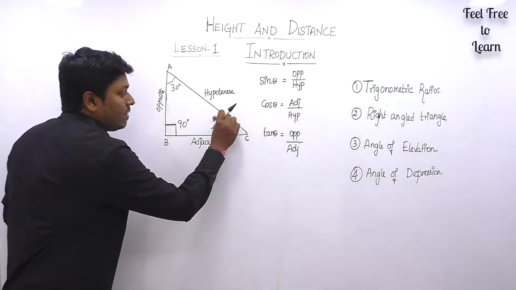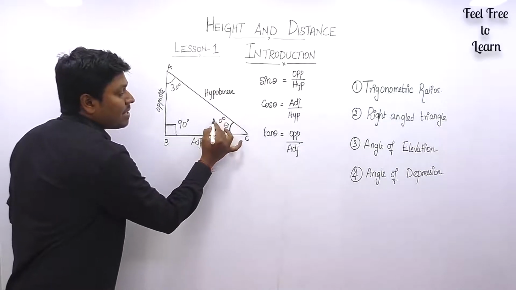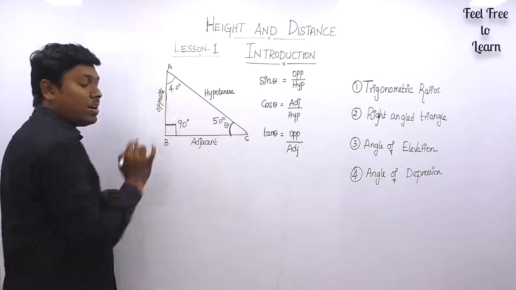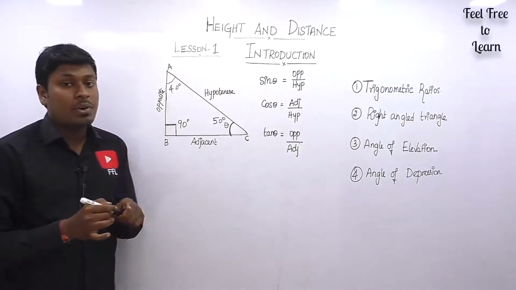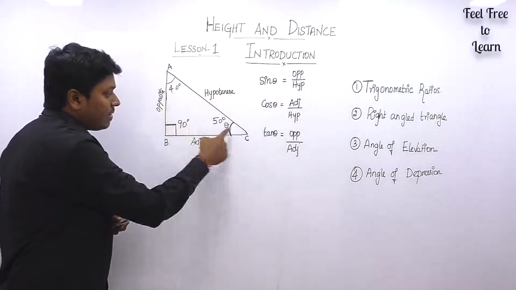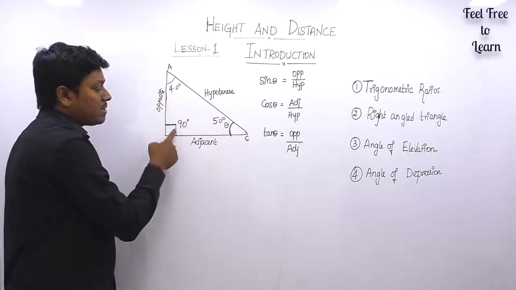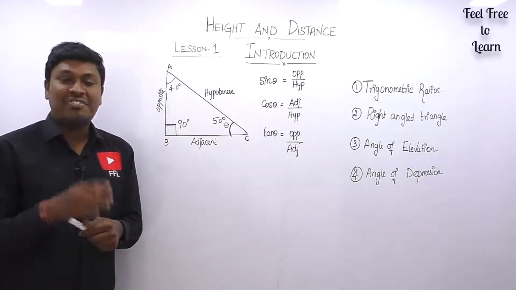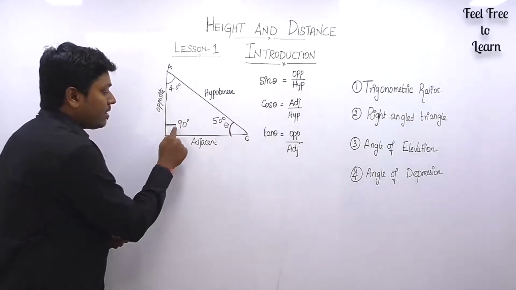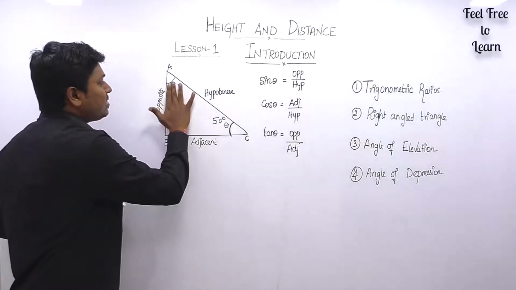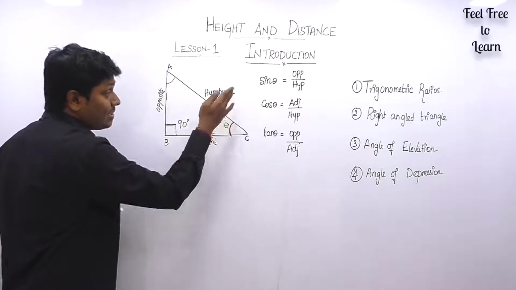Or otherwise, for example, if this angle is 50 degree, then this angle will be 40 degree. So got it, friends? You need to remember one of the most important notes: the sum of the 3 angles of a right angle triangle should always be equal to 180 degree. If it is a right angle triangle, then definitely one angle will be 90 degree. Got it? Right.